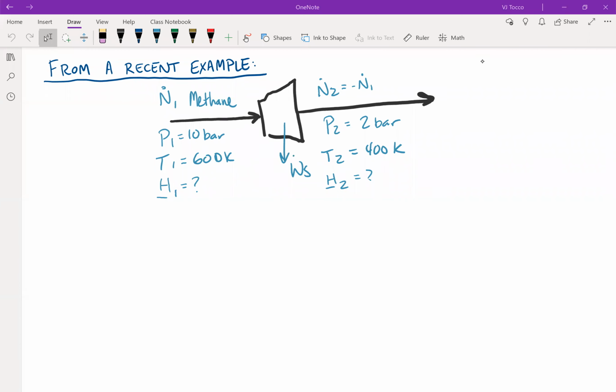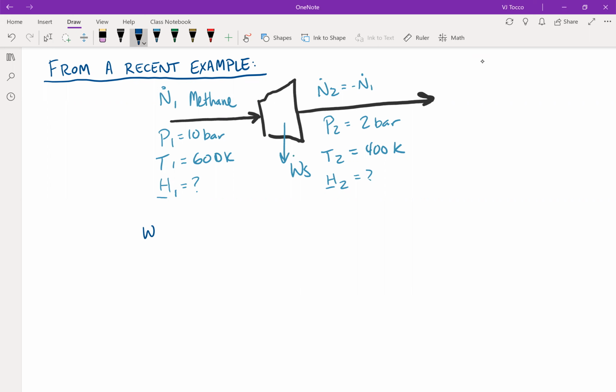In an example from last time, we had methane that was powering a turbine, and we wanted to figure out what the maximum amount of work that we could get out of this turbine is. The methane enters at 10 bar and 600 Kelvin and exits at 2 bar, 400 Kelvin. Recall that we simplified the energy balance last time, so it's just a quick review.